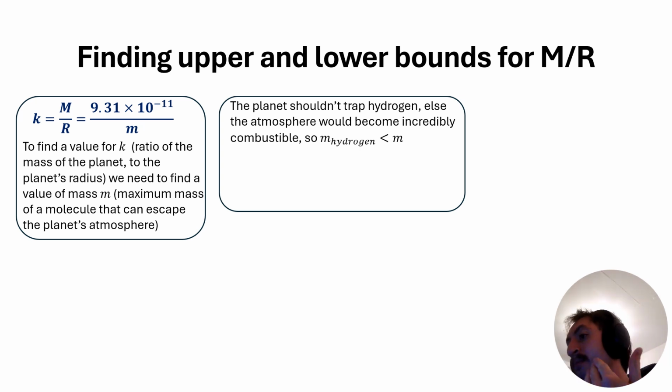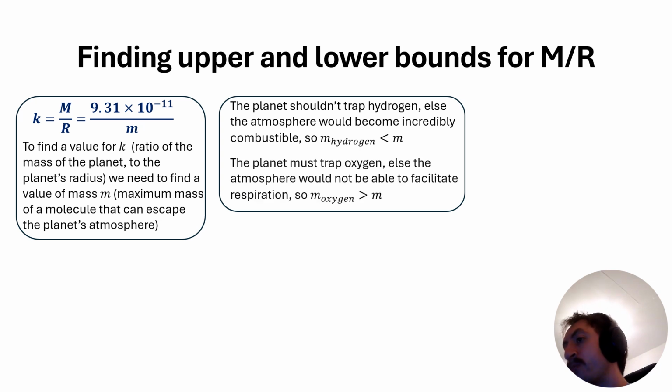So whatever our value for small m is, i.e., the value for the mass of molecules which have a velocity equal to the escape velocity, small m must be bigger than the mass of a hydrogen molecule. Because these hydrogen molecules must be moving faster than the escape velocity of the planet, so that hydrogen can escape away into outer space.